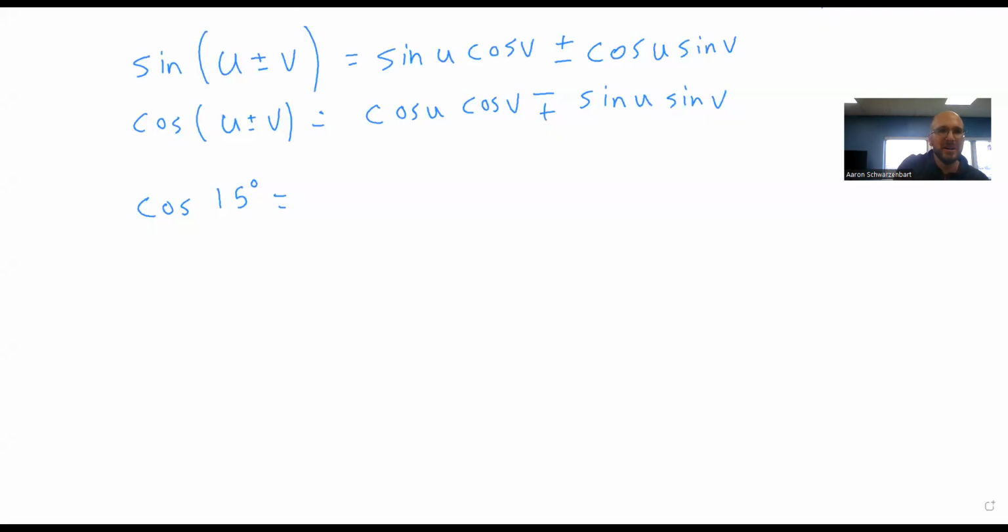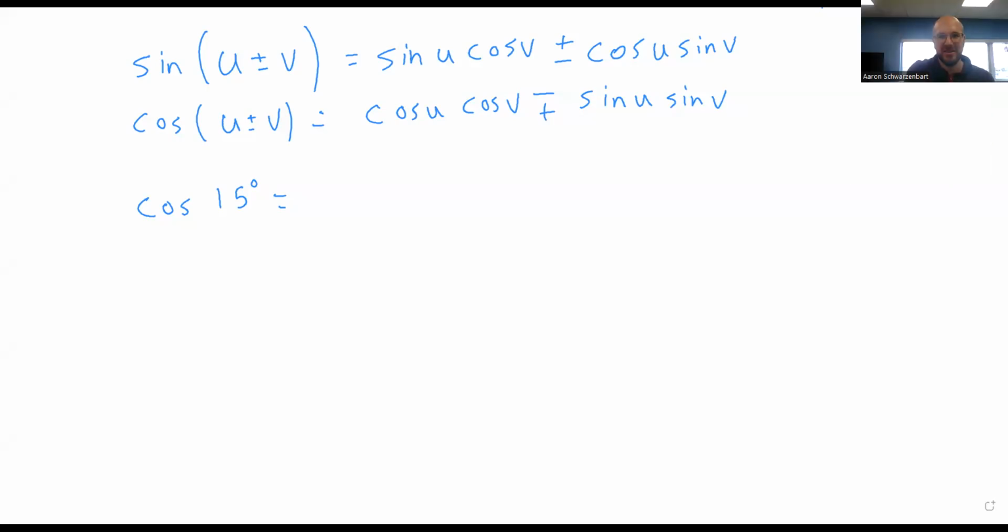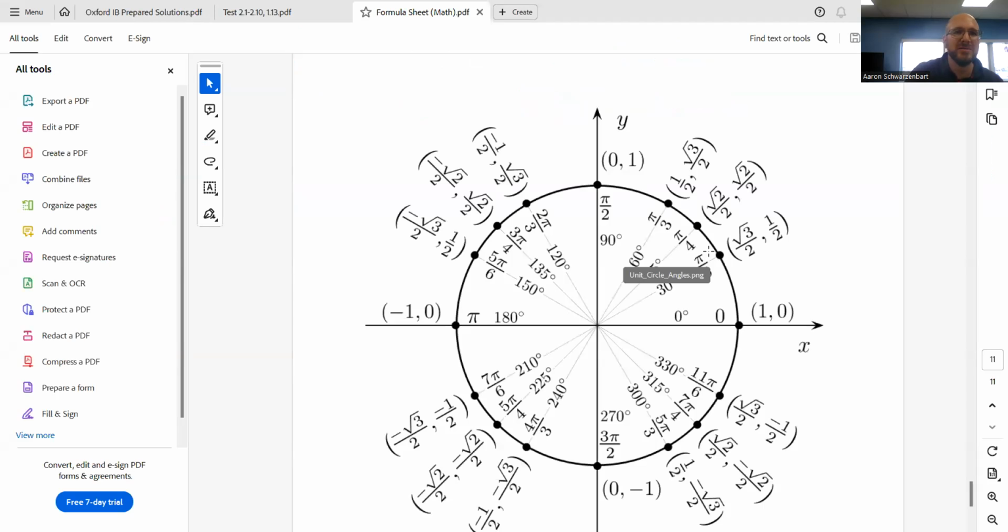Okay, so we're going to look here at our unit circle. 15 degrees is not on it. However, 45 and 30 are on it. And 45 minus 30 is 15. And we're going to do this with exact values here.